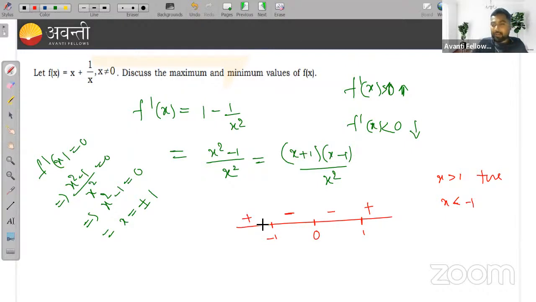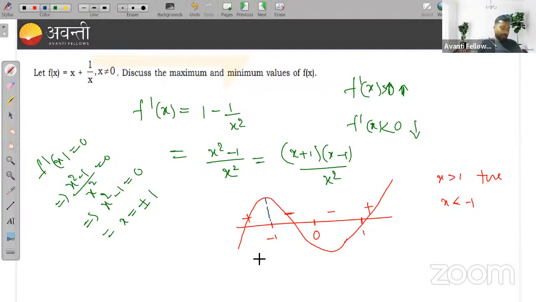That means we can roughly draw the figure of the first derivative of that function. Here the function is increasing, and again it is decreasing, and again it is increasing. Increasing means positive. Okay? So now we can find what is the local maximum, what is the local minimum.